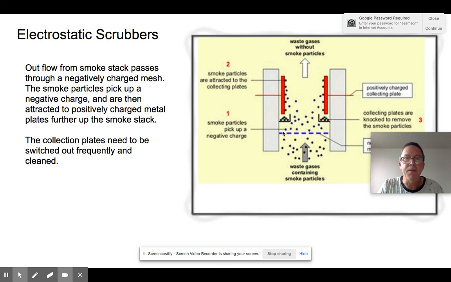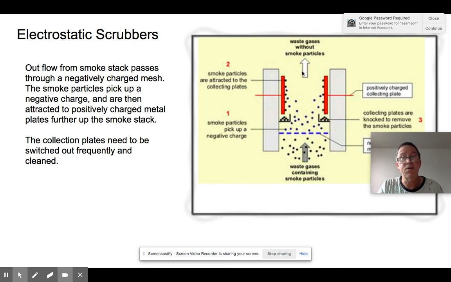So basically, we have a mesh that has a negative electrical charge. As these particles pass through it, they pick up a negative charge. Well, up here we have positive electrical charge plates, right? So we just separate this charge. These particles pick up a negative charge and they stick to this plate. And then they've set up ways to shake it and do things to collect the stuff, right? And then what comes out really has very little of the particulate left in it.